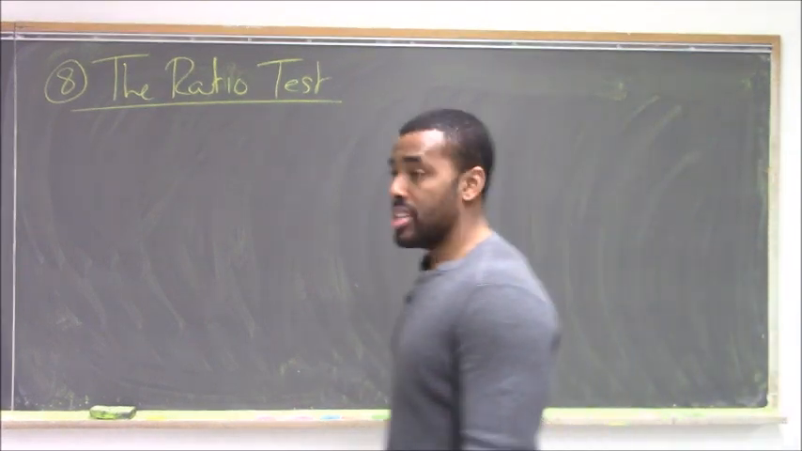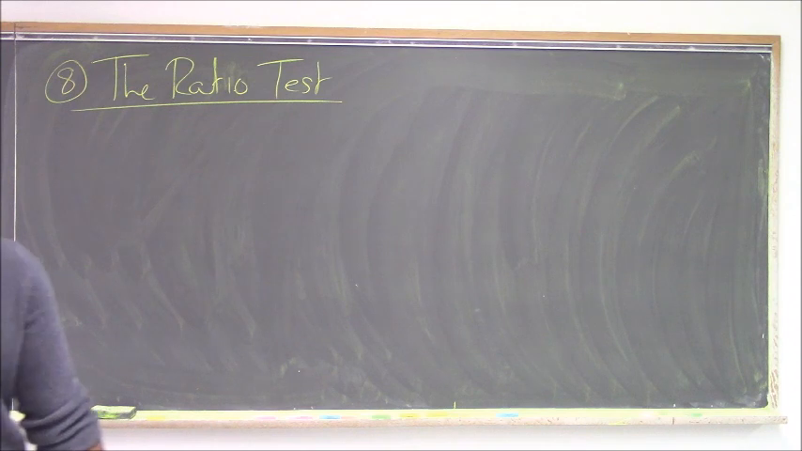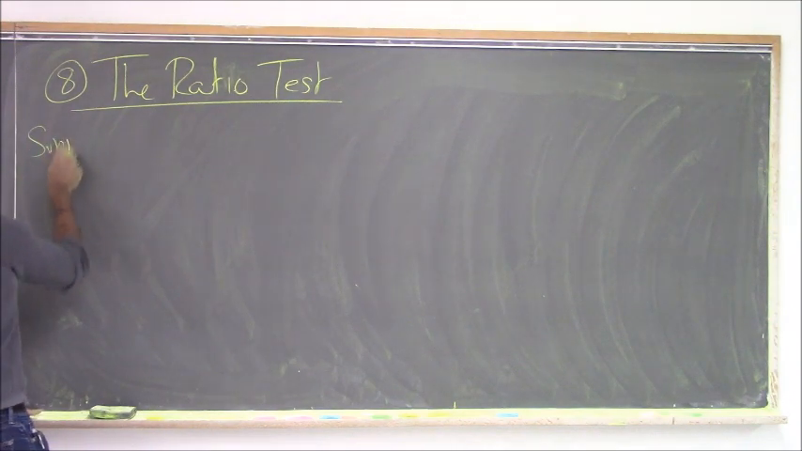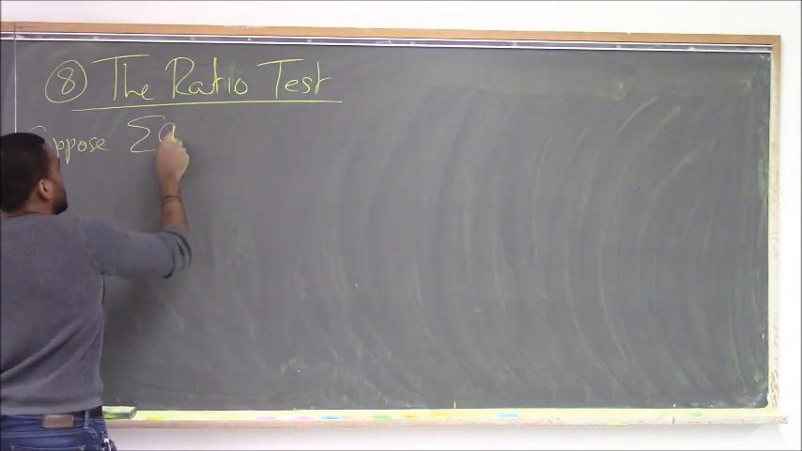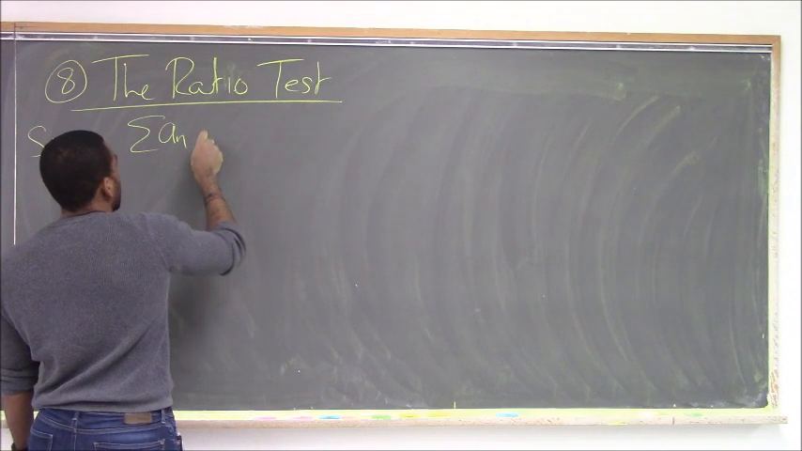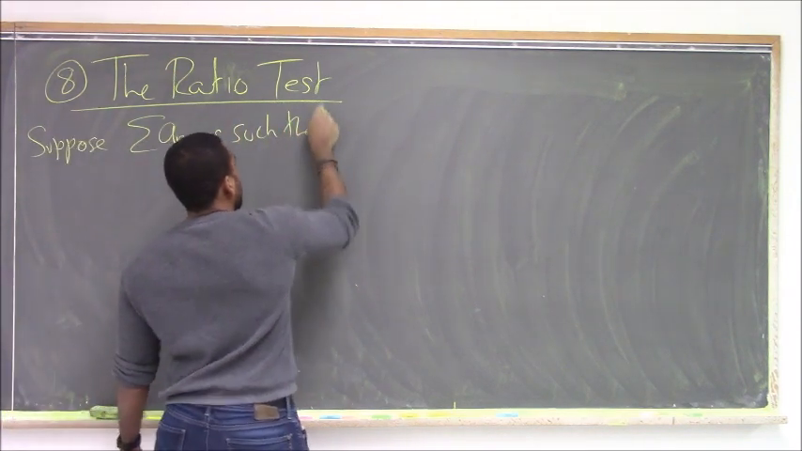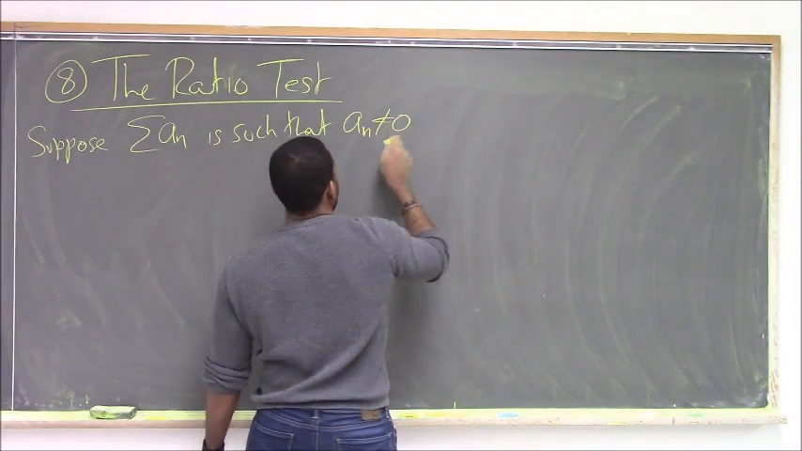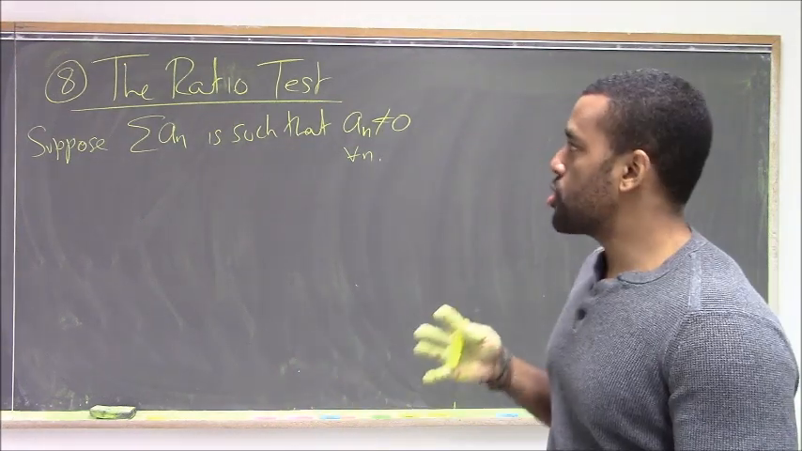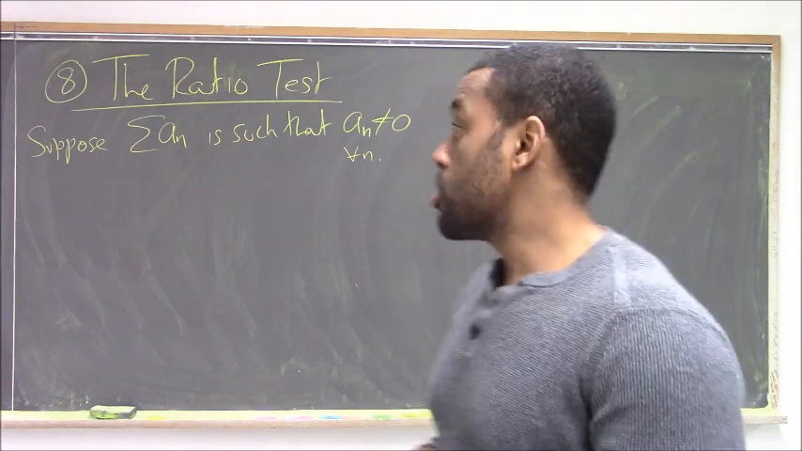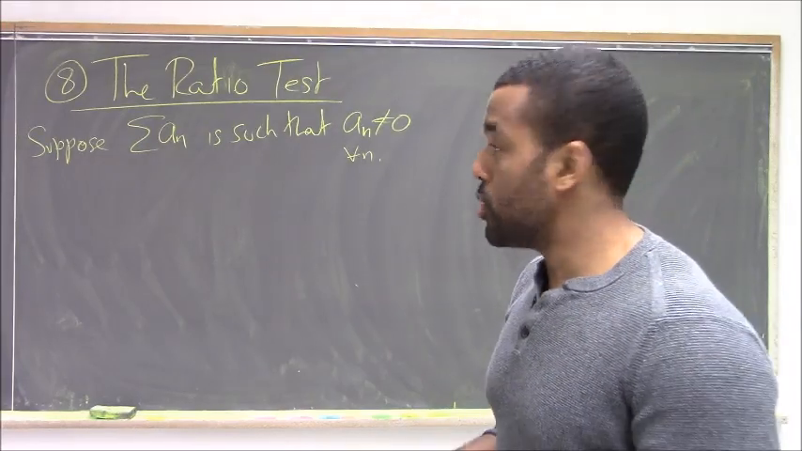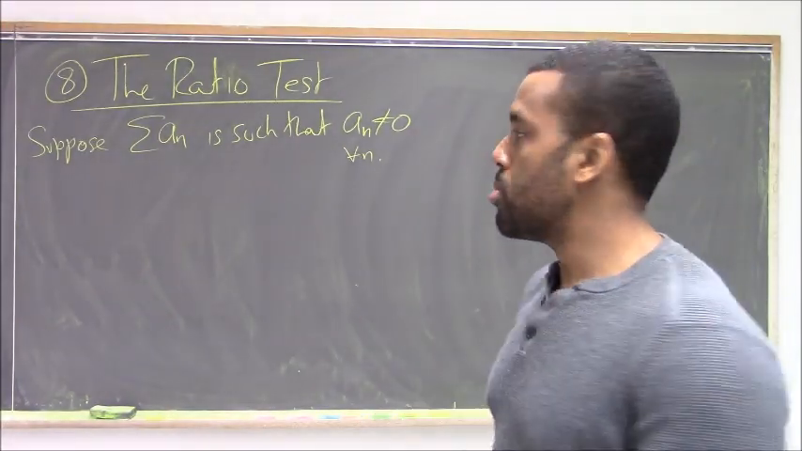Ratio test is the next one I want to tell you about. Now here, suppose the series a_n is such that a_n is not equal to 0 for all n, right? Other than that requirement, there is no, strictly speaking, requirement to apply the ratio test. The ratio test can work on a wide variety of situations. I'm gonna tell you some situations where you don't want to apply it later on.